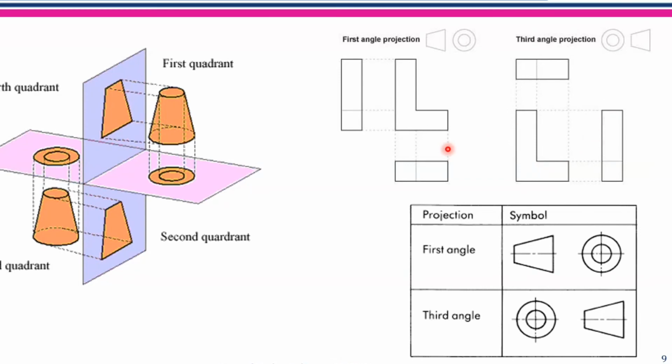Left side view will be written on the right side. Right side view will be written on the left side. That is in first angle projection. In first angle projection, you will have the top view. That is this one. In third angle projection, you will have the bottom view.